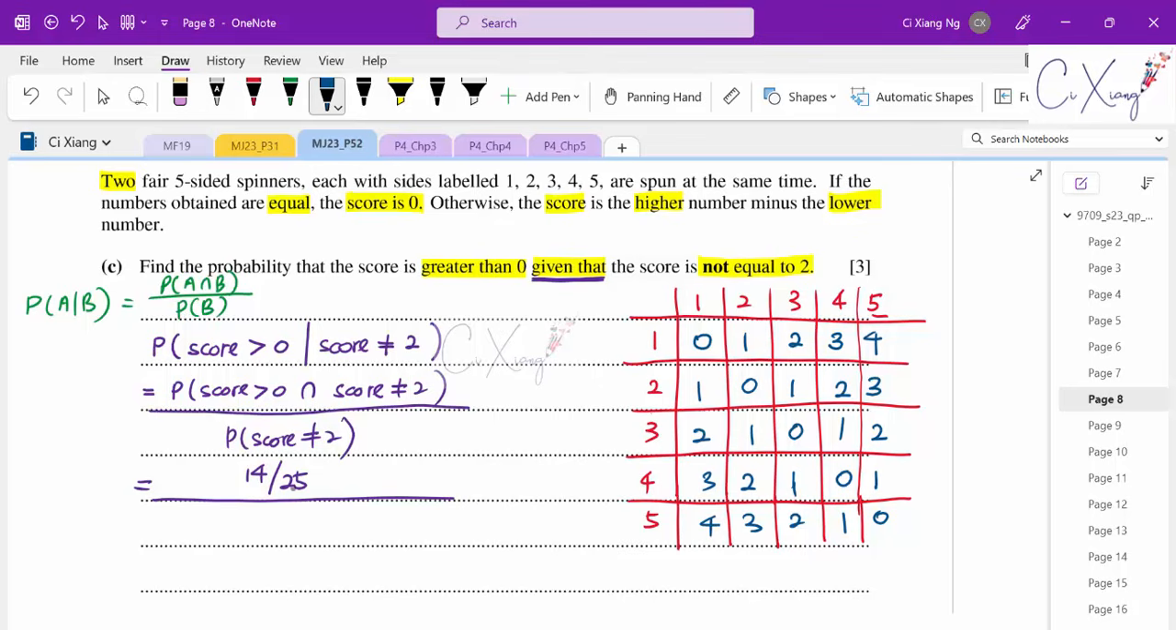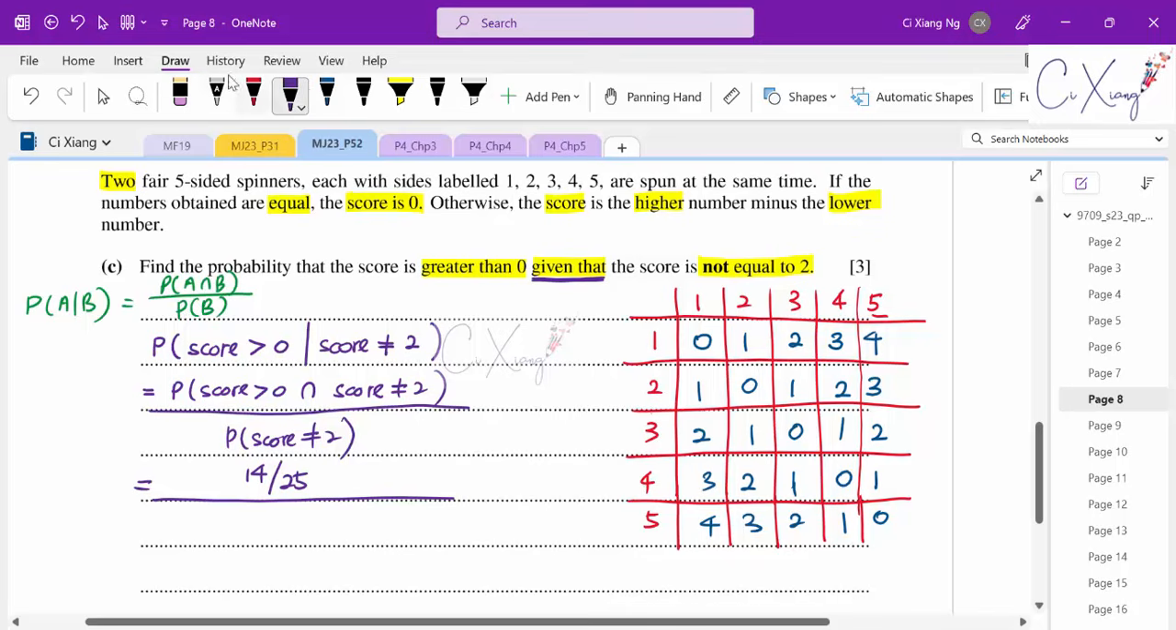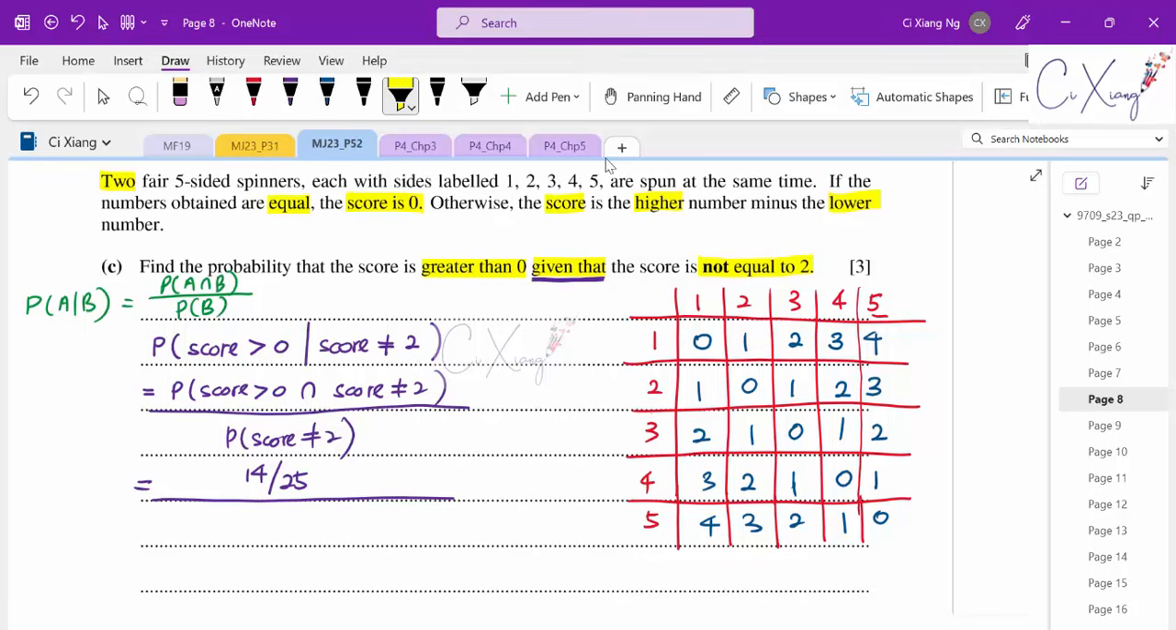Then now, for our denominator, we want to find out the probability that the score is not equals to 2. So if the score is not equals to 2, you just need to minus all the scores of 2. This one, this one, this one. So there are 6 times of 2 here. So you take 25 minus 6, which is 19. So the total probability will be 19 over 25. So you take 14 over 25 divided by 19 over 25. Then from here, you'll get 14 over 19.